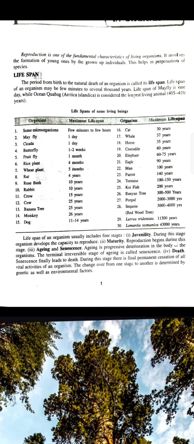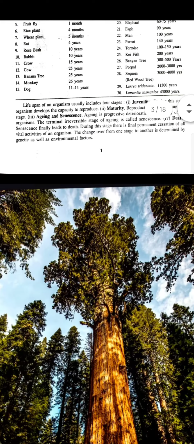Cessation, what is the meaning of cessation? That is stoppage of all the vital activities of an organism. And the changeover from one stage to another is determined by the genetic as well as the environmental factors. That is, in how much time one stage changes into another. So we have divided the lifespan into 4 stages: juvenility, maturity, aging, senescence, and finally death. So remember these.